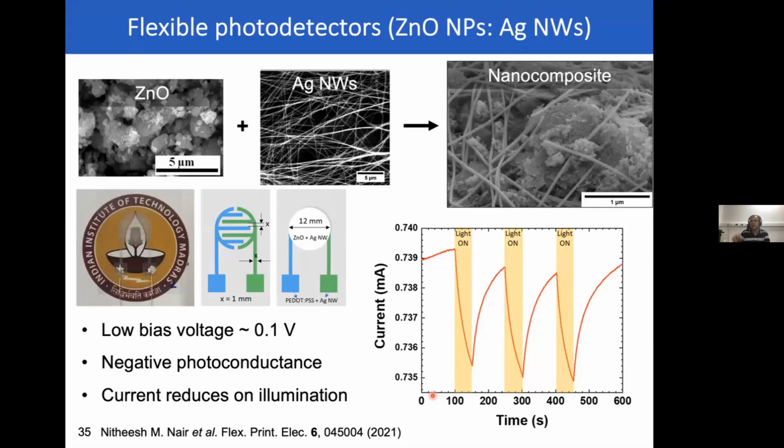Can you also use it as a visual indicator of a photodetector kind of thing? That's possible. Yeah. But really neat work. Thank you. Yeah, thank you.